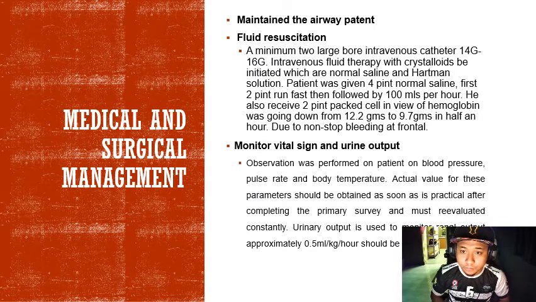First 2 pints run fast, then followed by 100 ml per hour. He also received 2 pints of packed cell in view of hemoglobin going down from 12.2 to 9.7 in half an hour due to non-stop bleeding at the frontal. This patient, we have to monitor vital signs and urine output. Okay, the observation was performed on the patient by blood pressure, pulse rate, and body temperature. Or we can use the resuscitation chart to monitor all the medication we gave to the patient and what procedures we did to the patient.